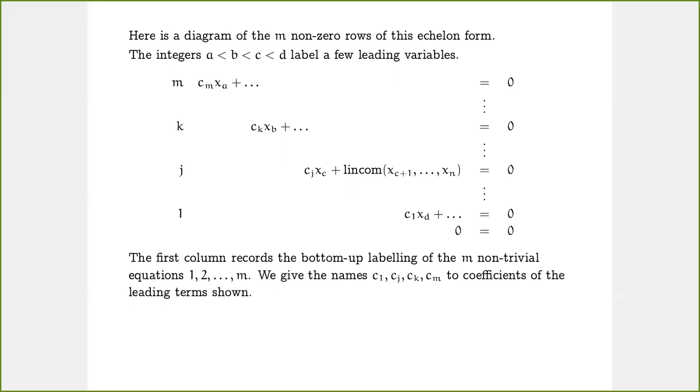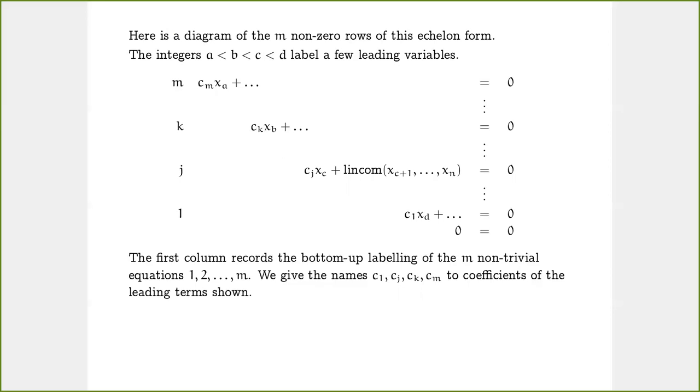I've just given a name to it. Then XB is the coefficient CK, XC is the coefficient XJ, and the last row, or the first row here on the bottom, has coefficient constant X1, XD. So this is the general pattern. The first column records the bottom-up labeling.